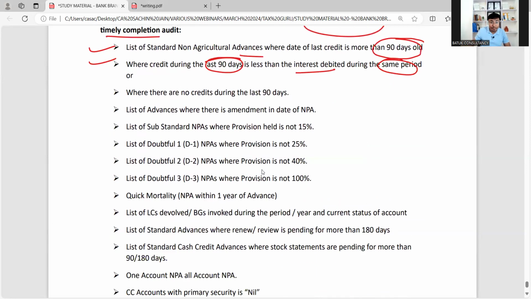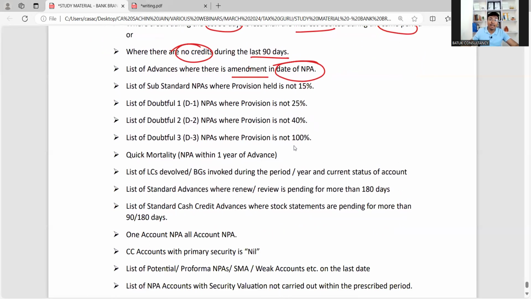Where there is no credit during the last 90 days, list of advances where there is an amendment in the date of NPA. If there is any change in the date of NPA, in that case also we need to demand the report regarding that particular matter, and we need to check the basis of the change of the date of NPA. List of substandard NPA where provision held is not 15%. We need to check if there is any substandard, that is up to 12 months, then the provisioning should be 15%.